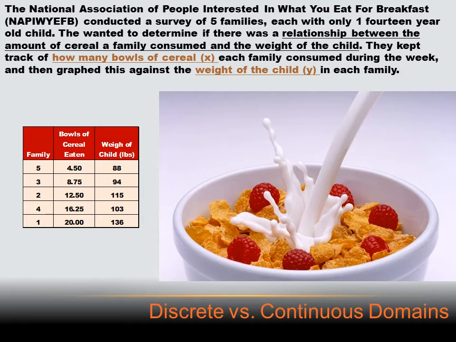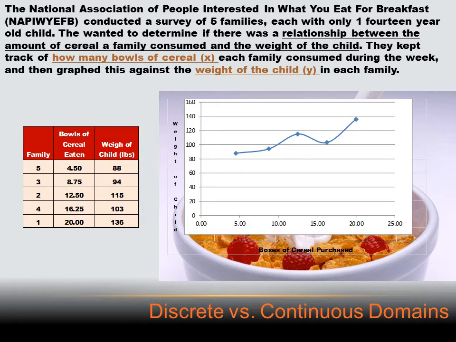Family number 5 ate 4.5 bowls of cereal, and their child weighed 88 pounds. And family number 1 ate 20 bowls of cereal, and their child weighed 136 pounds. And when we graph this, we graph those points, but we drew a line through it, because there is an implication that you could have a partial bowl of cereal. If I had 5 bowls, it would be right there. But that, right at that point, is 8.75 bowls of cereal. So I could take any point on this line and it would represent an X value that made sense.